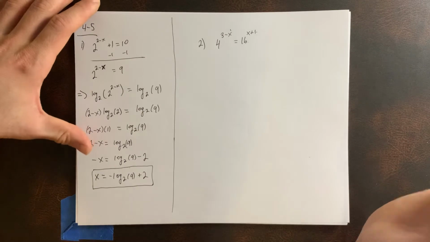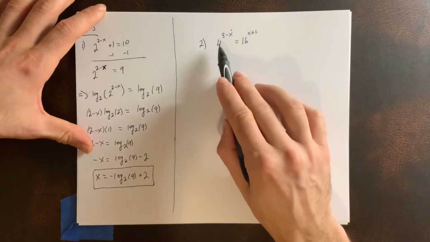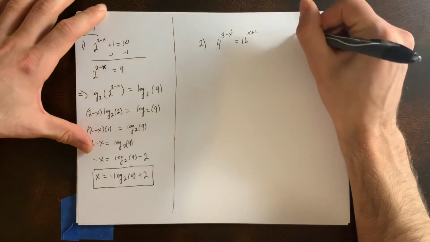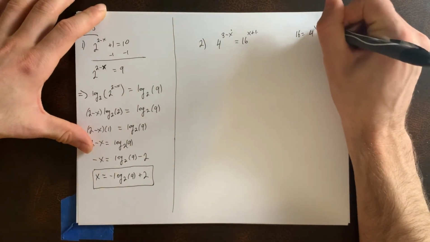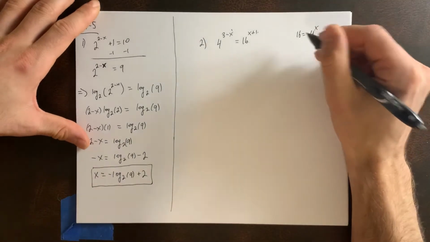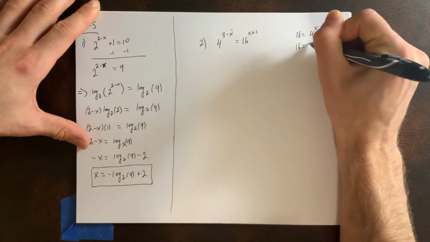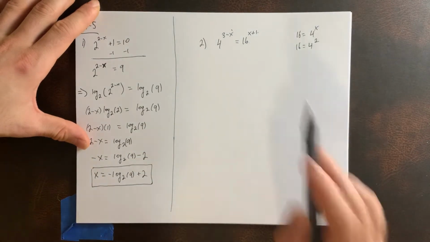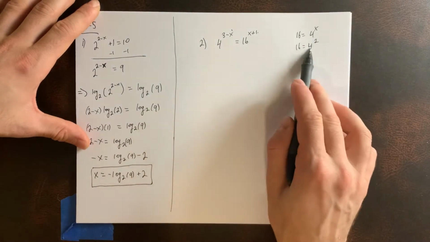We want to know, can we write, for example, so here's 4, can we write the other base, 16, as 4 to some power? Very quickly we see that we can, since 4 squared is 16. We know that 16 is equal to 4 to the second power. So then we're going to want to replace this 16 with this 4 to the second power.